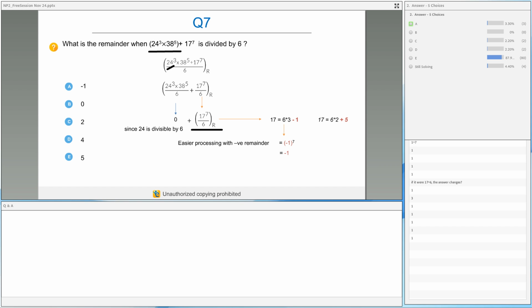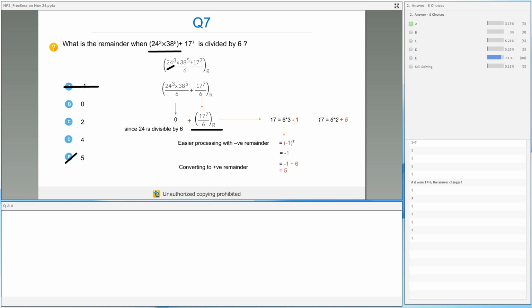So if I take minus 1 to the power 7, I'll again get minus 1. It's a good thing that you did not mark this, because the remainder cannot be negative. As I told you, GMAT will always ask you for a positive remainder or a zero remainder. So in this case, since it's a negative remainder, I'll add back 6. Once I add 6, I'll get the answer as 5. Hence the answer in this case will be option E.